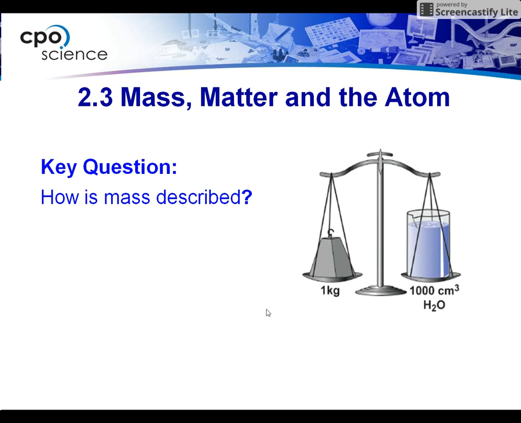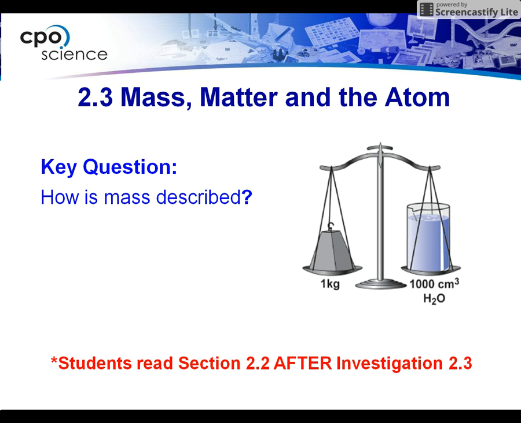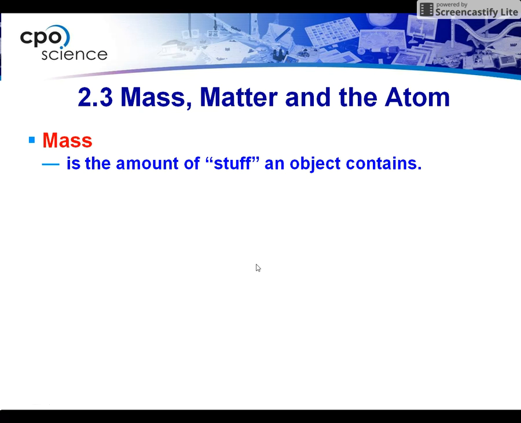Now, most of us in our society hear the word weight all the time. So when we're talking about the mass of something, it's always a comparison between two things. We look at how much one thing compares to another thing. So in science, the word mass is the amount of stuff that an object contains. There are two effects that mass has on matter.